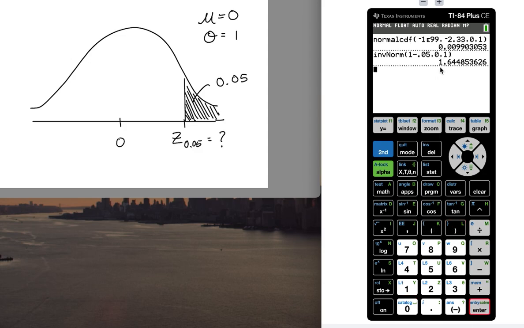And then here you can see that that critical value or that value is 1.64, and that's the value that separates an area of 0.05 on the right. Okay, I hope that helps.